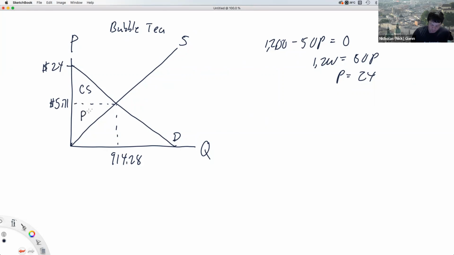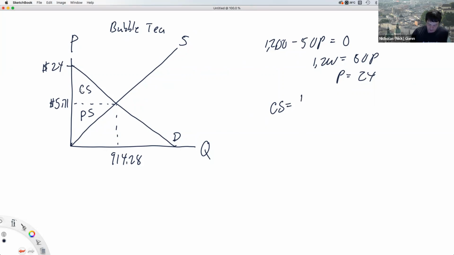Now, what about the producer surplus? Well, anything above the supply curve here means it's profit for them. So it's more than it costs for them to run and produce it. So this is going to represent their surplus here. So let's get this consumer surplus first.